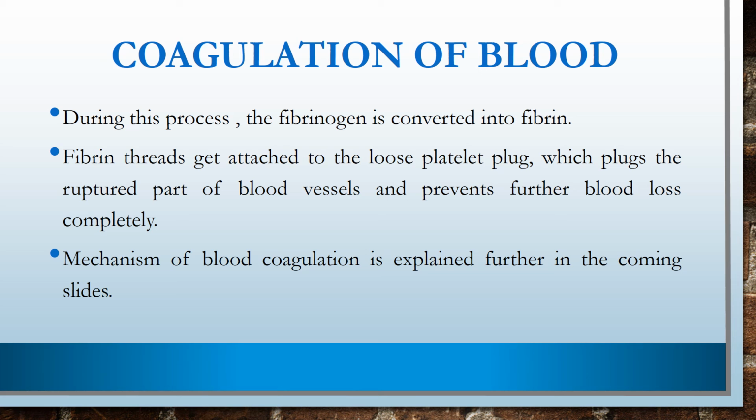And the third stage is the coagulation of blood, and in this stage the fibrinogen is converted into fibrin, and here the fibrin threads get attached to the loose platelet plaque which was formed in the second stage, that is the platelet plaque formation, and plug the ruptured part of the blood vessels and prevent further blood loss completely. So these are the three stages of hemostasis, and the mechanism of blood coagulation is explained in the coming slides in the next video.